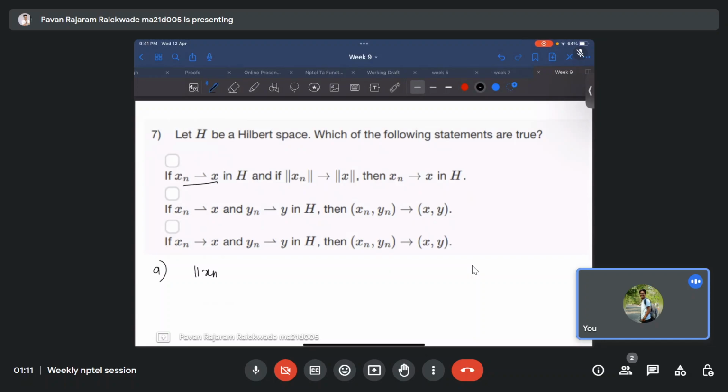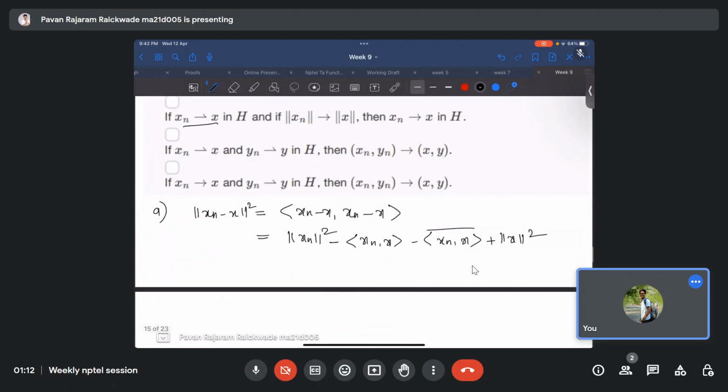What is the norm of xn minus x squared? It is the inner product of xn minus x with xn minus x. This is norm xn squared minus the inner product of xn with x minus the inner product of x with xn, which I can write as the inner product of xn with x bar, then plus norm of x squared. Correct? Now, if I define the functional phi from H to R given by phi of z, with x fixed, which is the inner product of z with x, this is a continuous linear functional.